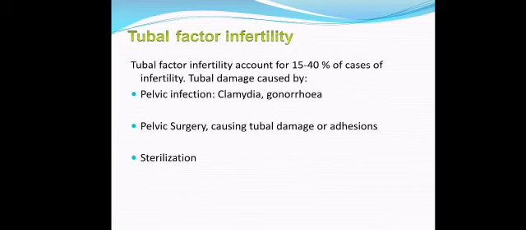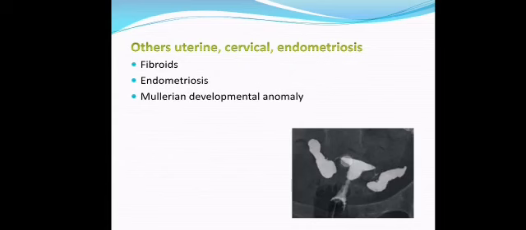Now the second cause of female infertility is tubal factor infertility. Tubal factor infertility can be due to pelvic infection. The commonest organisms include chlamydia and gonorrhea. It can be due to pelvic surgery, which can cause tubal damage or adhesion, or simply sterilization, for your understanding, as tubal ligation. There are certain other causes like fibroids, which can cause disruption in the endometrial cavity for implantation, or can even block the tract towards the tube.